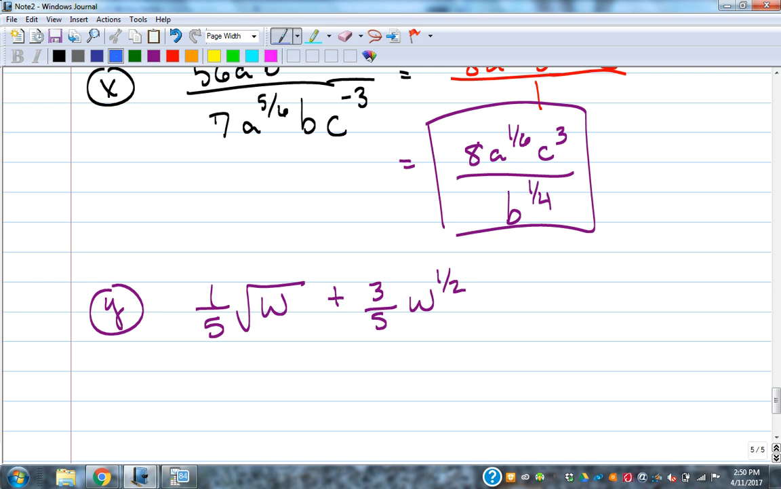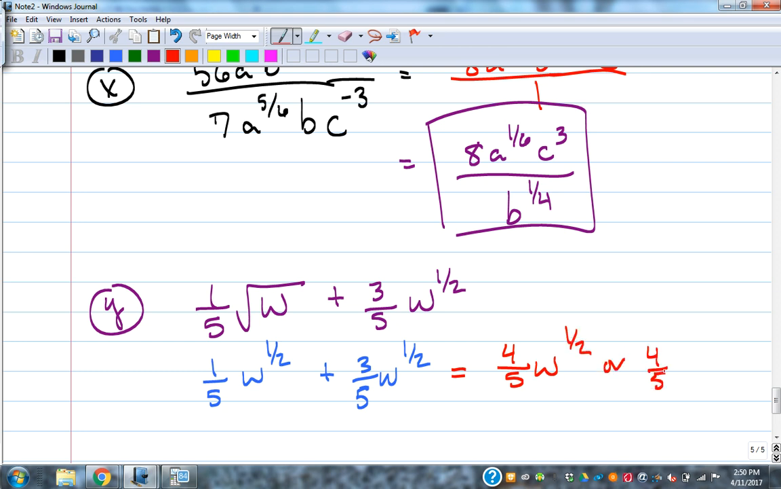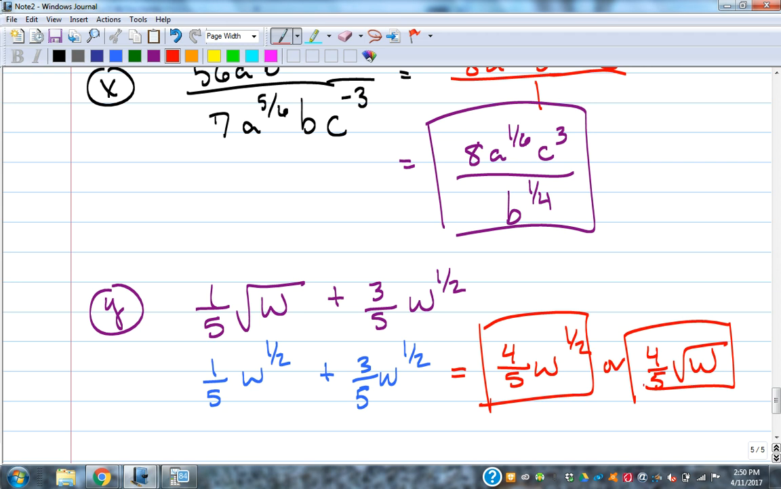So they've written it mixed up. Pick one of the ways of writing it. Since we're in the rational exponents chapter, this is how I would write it. And then the roots are the same, or the like terms here. So we have 1/5 plus 3/5 is 4/5. Either of those ways of writing the answer would be correct. 4/5 w to the 1/2 or 4/5 square root of w is the same.